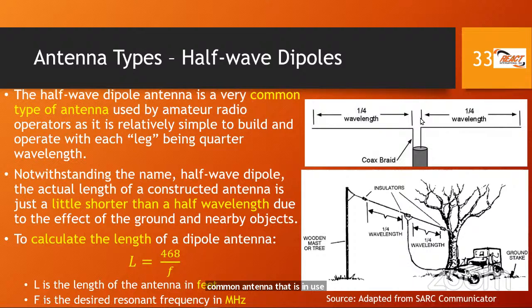But we need to know the formula to calculate the length of a dipole antenna, right, and how we calculate it. And the formula is the length is equal to 468 divided by F, where L is the length of the antenna and F is the frequency.